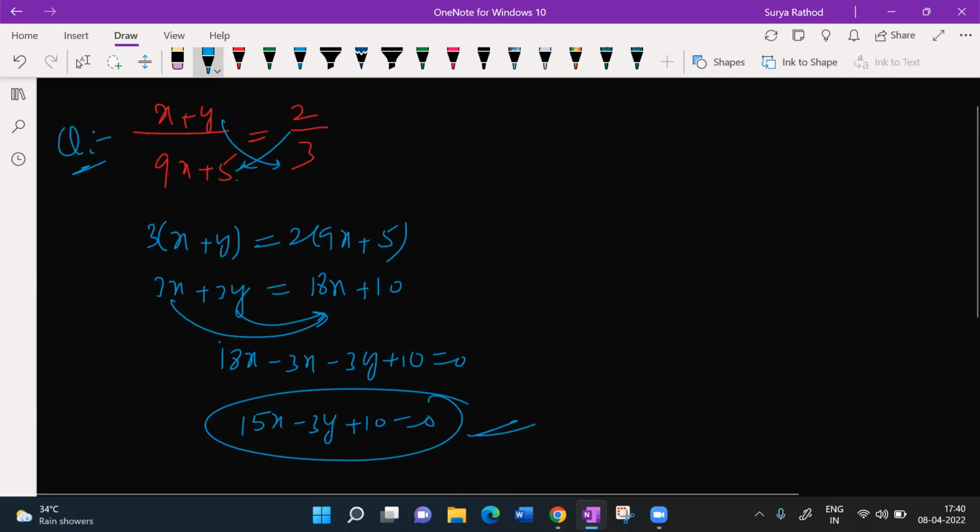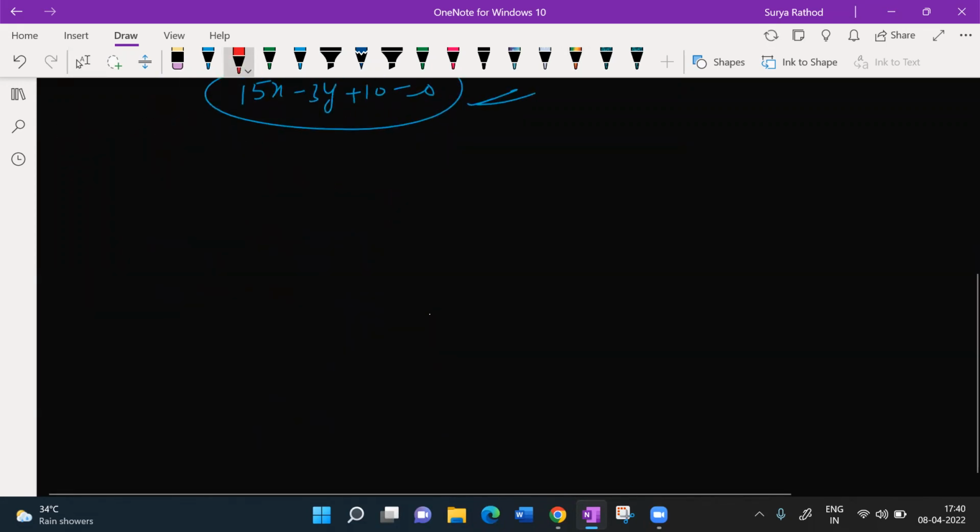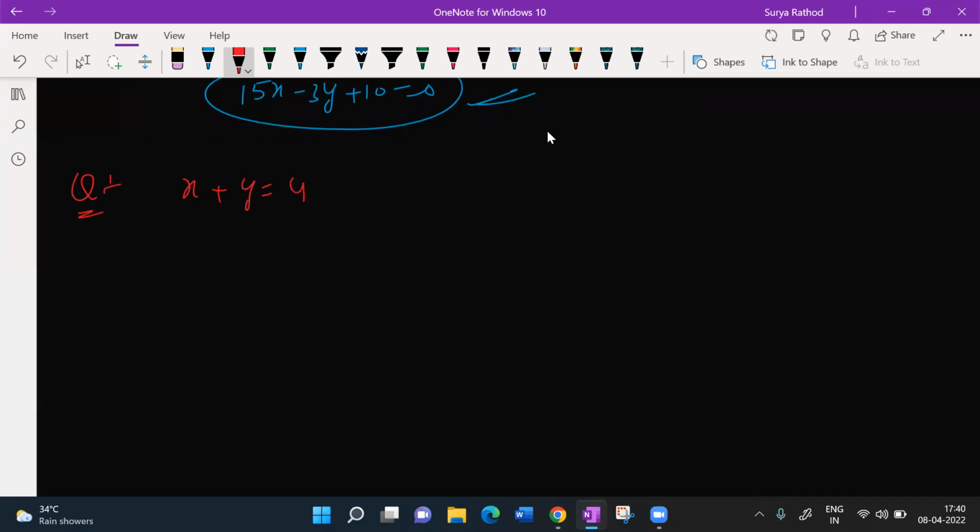Sir, not that, sir. The pair of linear equations in two variables. Tell me any question. Sir, x plus y is equal to 36 and x minus y is equal to 4. Okay, x plus y is 36. So solving these two, this is what you doubt, Bhargav.